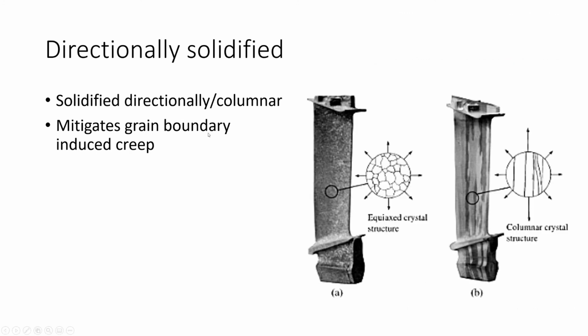as compared to the directionally solidified, also called columnar crystal structure. This is the difference, where this is the previous equiaxed crystal structure, but this is the columnar, where the grains are all unidirectional. It's solidified directionally, and it mitigates grain boundary induced creep. It doesn't completely remove grain boundary induced creep. However, it does reduce it by a lot, because the creep won't be able to travel right here, since they don't have any boundaries side by side.